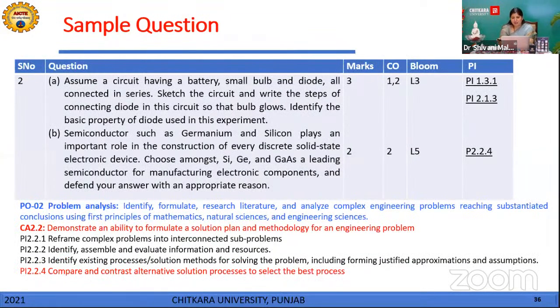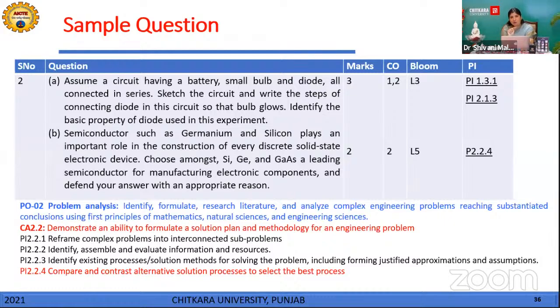Okay, now another simple question we have. In this case also, I'll take the B portion. It is Bloom's level L5, evaluating. In this case, the semiconductors germanium and silicon, we know they play a very important role in the construction of every discrete solid state device. We ask the student to choose among silicon, germanium, and gallium arsenide, a leading semiconductor for manufacturing an electronic device or component, and we ask him to defend his answer. Why is he choosing any one of these? Obviously he has to analyze and evaluate why he thinks he is going to choose this particular material for manufacturing any electronic component. So there are a lot of assumptions associated with this particular question.